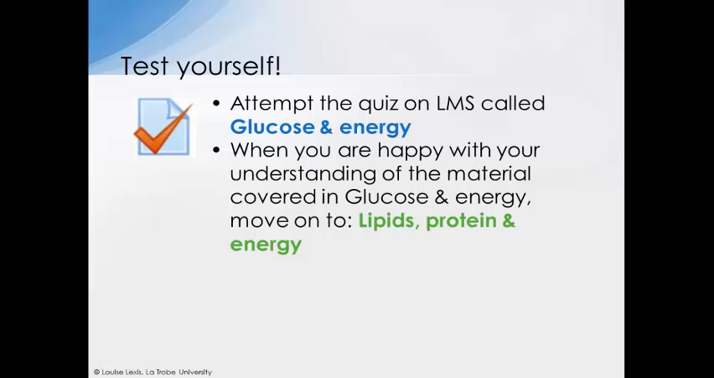So it's recommended that you attempt the quiz on LMS now, called Glucose and Energy, and when you're happy with your understanding of the content in this clip, you can move on to lipids, protein and energy.